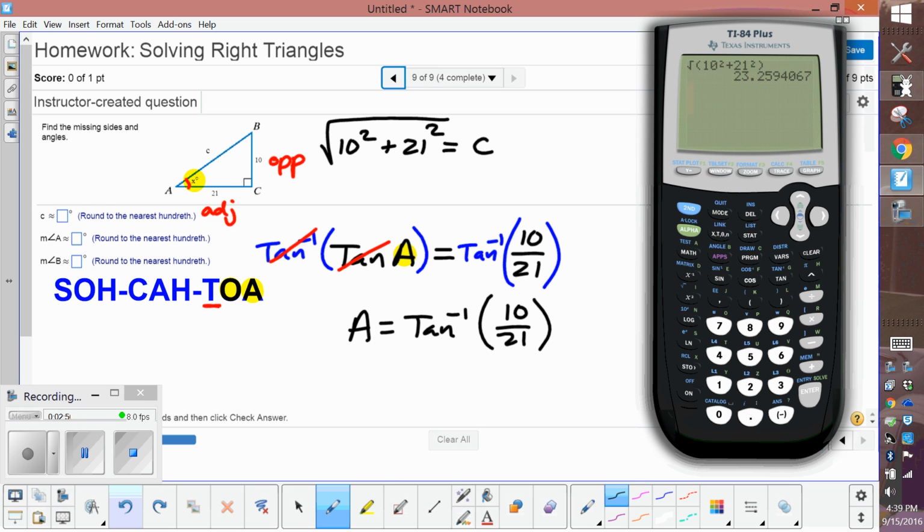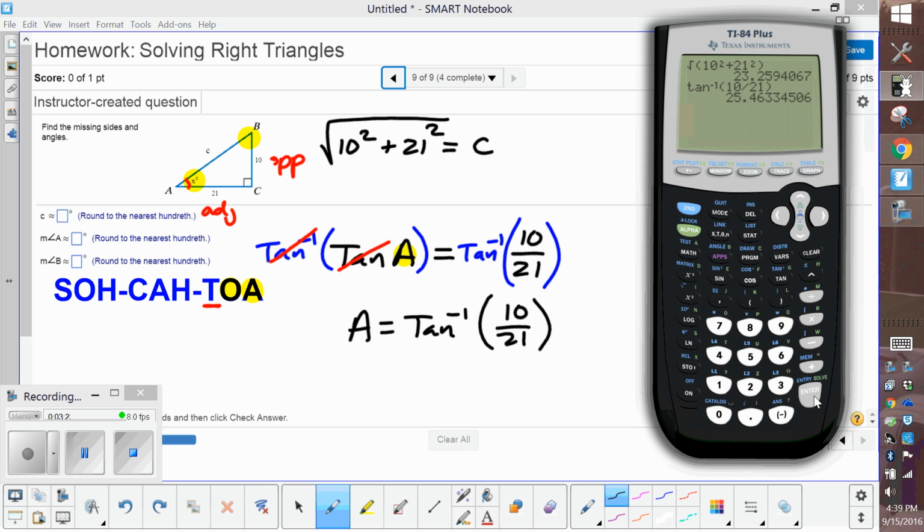And I'll type that in my calculator. Second tan, it's the little blue with the -1 on top. They share the same button on the calculator. And 10 divided by 21, enter. So angle A is 25.46 degrees, rounded appropriately.